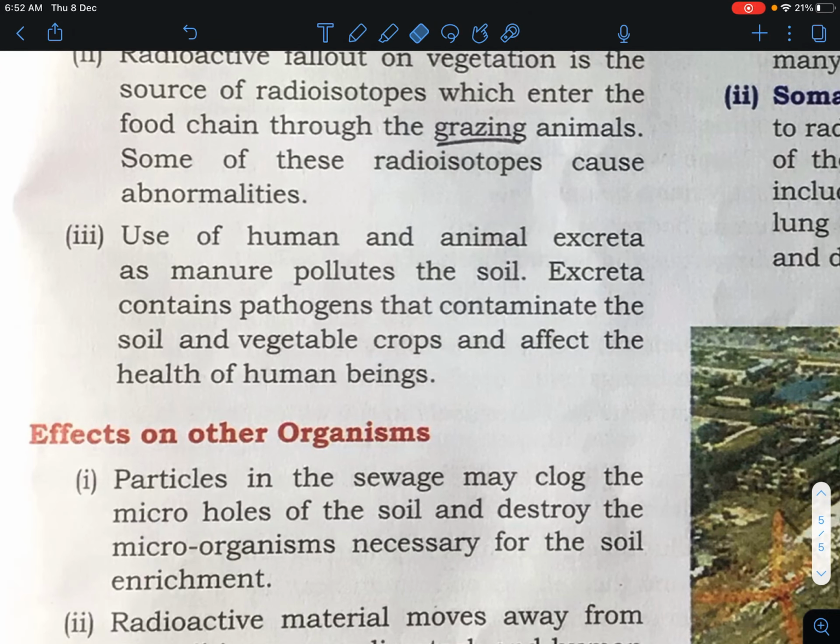The use of human and animal excreta as manure pollutes the soil. Excreta contain pathogens which contaminate the soil and vegetable crops. So you know that excreta contain many types of pathogens, which are going to contaminate the soil and the vegetable crops and affect the health of human beings.